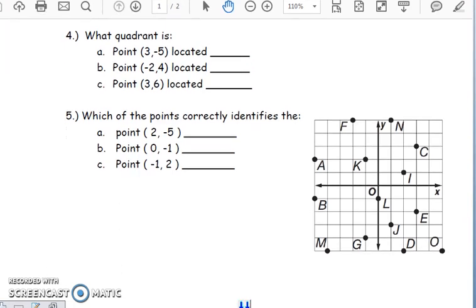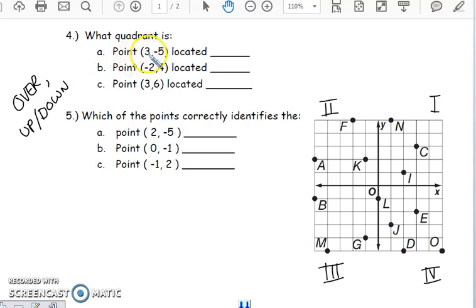Now we're looking at our graph. What I want everybody to do is label this quadrant 1, quadrant 2, quadrant 3, and quadrant 4. Anytime you see a graph, just label your quadrants right away. Remember, you need to go over first, then up or down. So I'm going to go over to the 3. 1, 2, 3. Down 5. 1, 2, 3, 4, 5. So I'm in this section. So what quadrant is that? It's in quadrant 4.